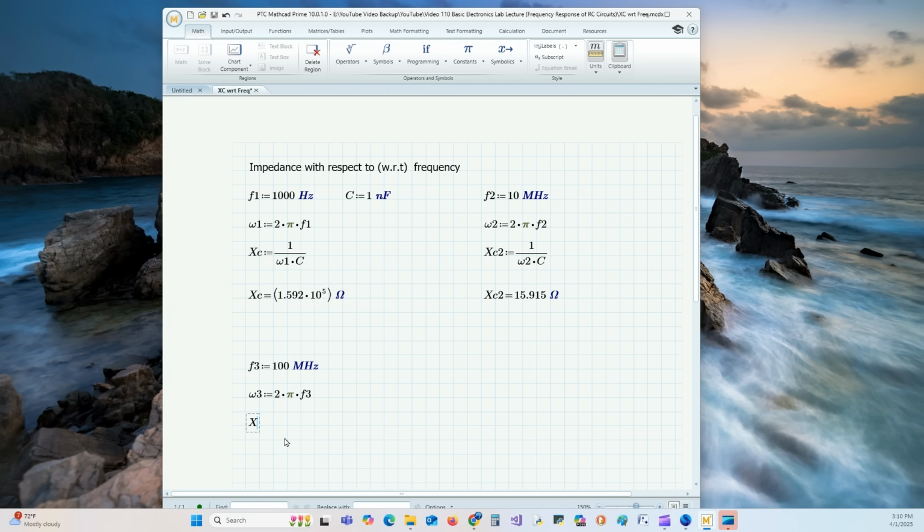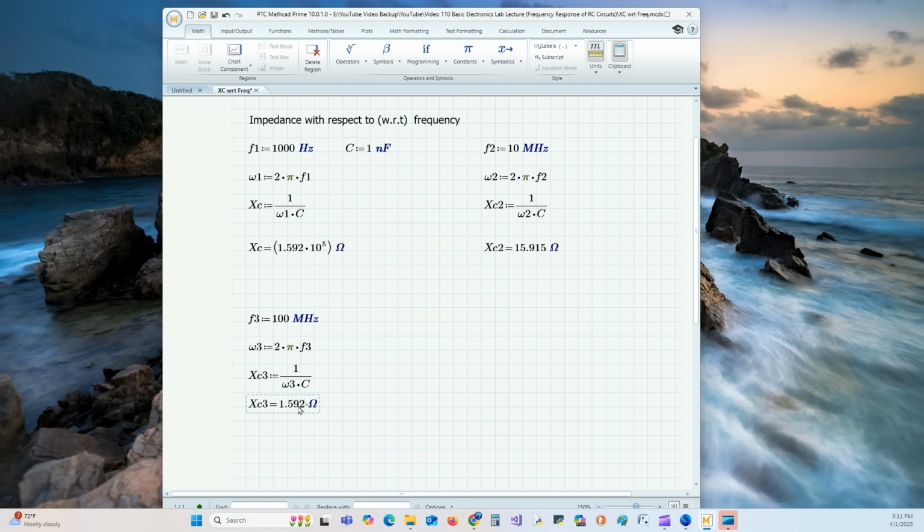So now we type in XC3, shift colon, 1 divided by omega 3 times C. Say XC3 equals, and again, as you can see, the value is cut in half, not cut in half, but the decimal point moved, because we're moving the decimal point of the frequencies. Anyway, a little bit more here in this case.